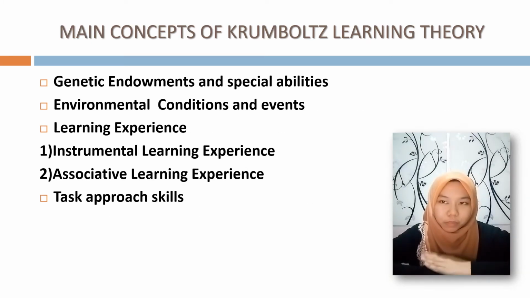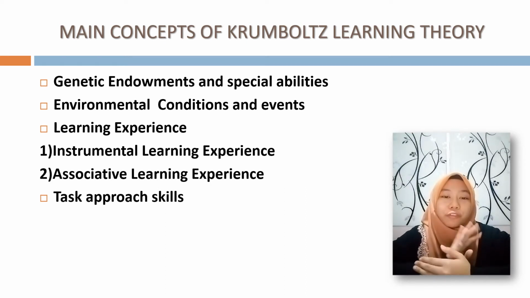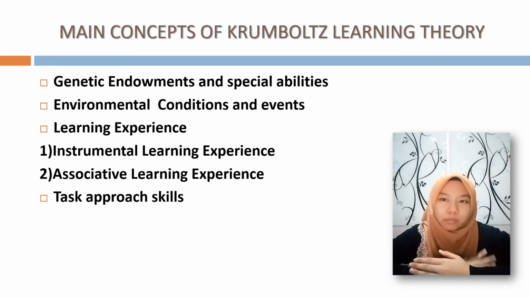Okay, so I will explain the main concepts of Krumboltz learning theory, which has 4 main concepts. First, genetic endowments and special abilities. Second, environmental conditions and events. Third, learning experience, and lastly, task approach skill.